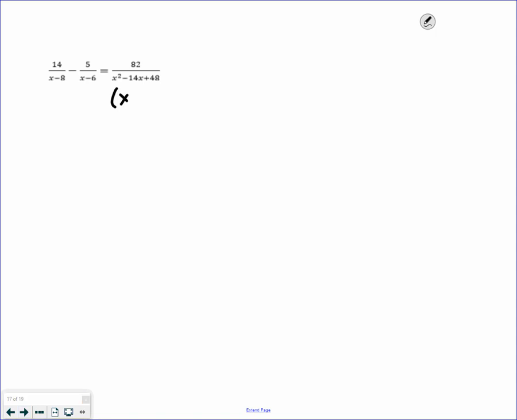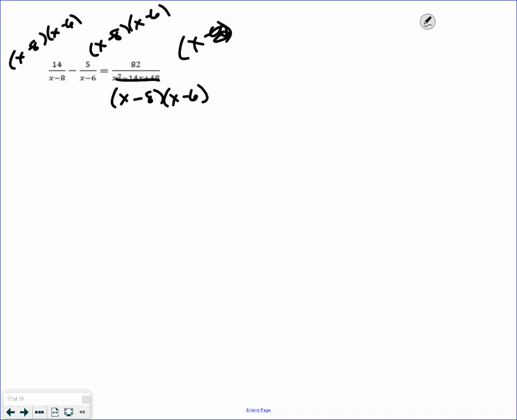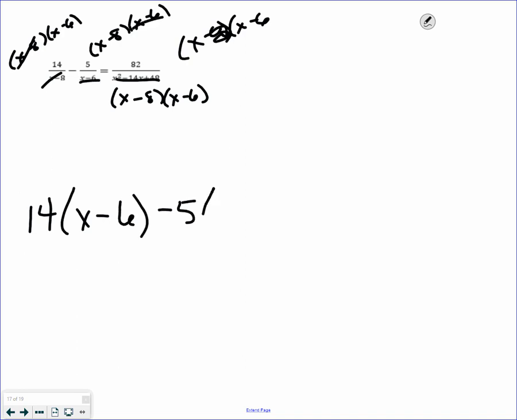This last one does factor to be x minus 8 and x minus 6. So when I'm multiplying through by the common denominator, everything's going to get multiplied by x minus 8 and x minus 6. Sorry about that one. So now the first one, the x minus 8's cancel. I'm left with 14 times x minus 6. The next one, the x minus 6 cancels. I'm left with negative 5 times x minus 8. And the last one, everything cancels. I'm left with 82.